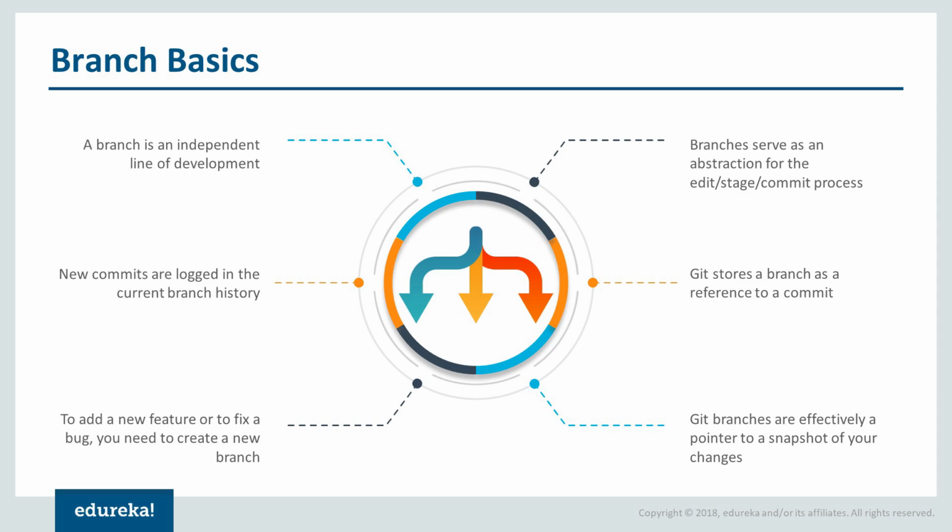You can think of this as a way to request a brand new working directory, staging area, and project history. Now, when we create a branch, it does not generally contain files. Rather, branch names like master or dev or xyz, anything, just store a commit hash ID, which is the unique ID that we have been talking about. Git branches are effectively a pointer to the snapshot of your changes. If you remember, we just discussed the snapshot earlier.